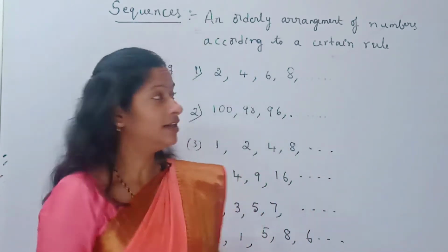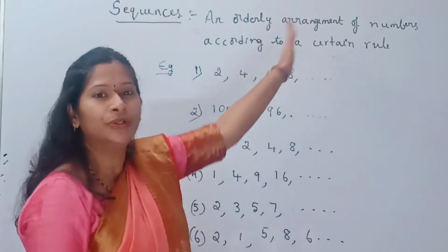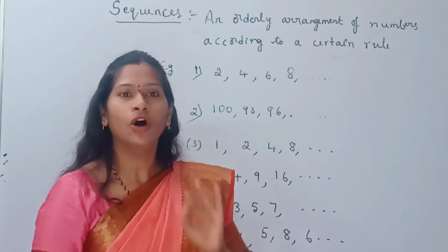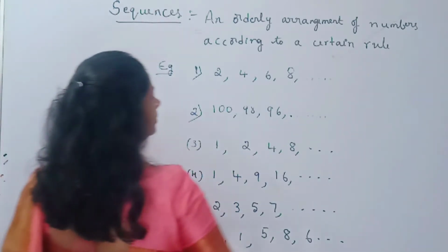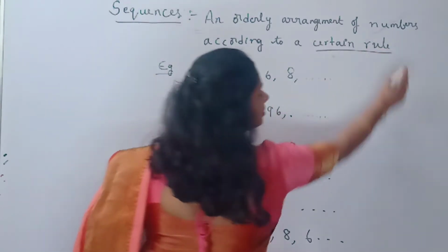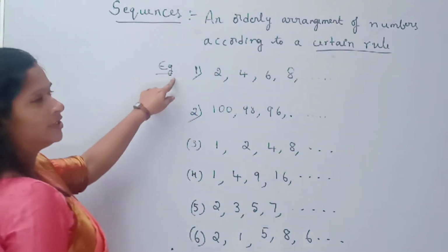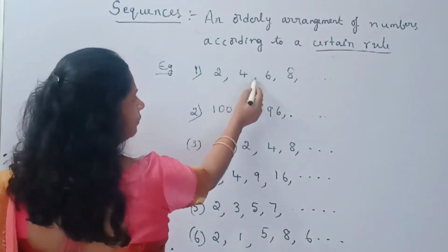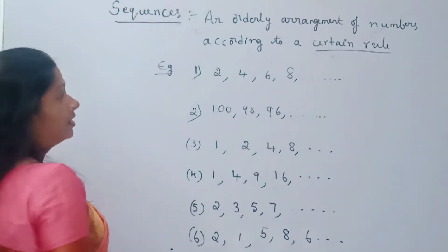Sequences are nothing but an orderly arrangement of numbers according to a certain rule. An orderly arrangement of numbers according to a certain rule is called a sequence. I have written some examples for sequences. See the first example: 2, 4, 6, 8 and so on.